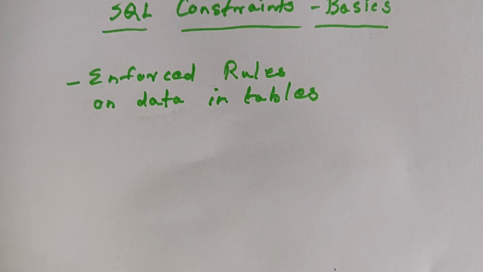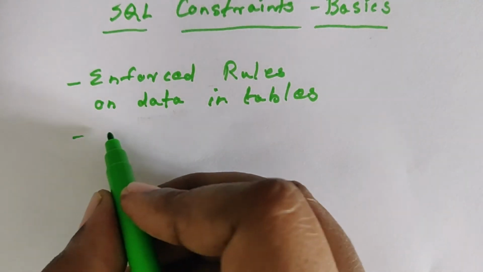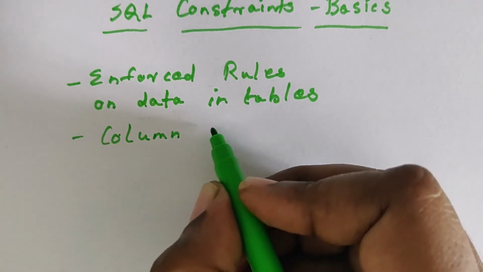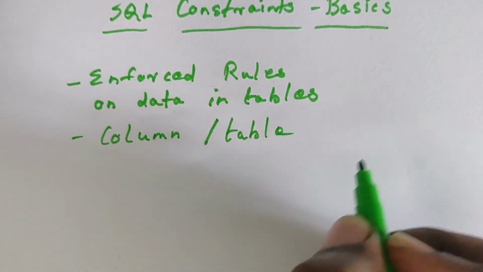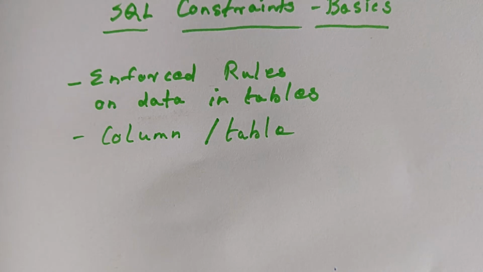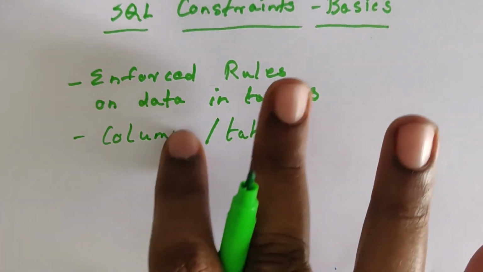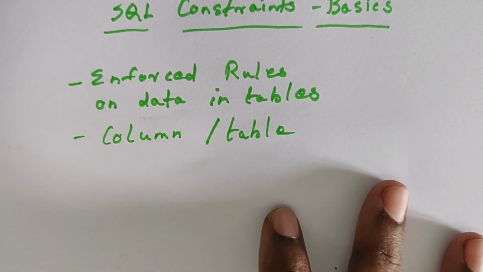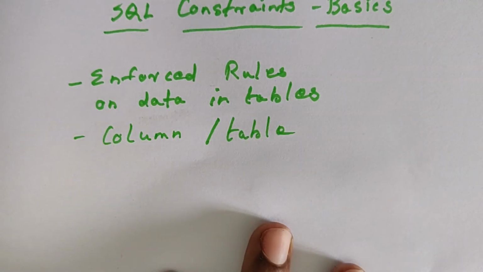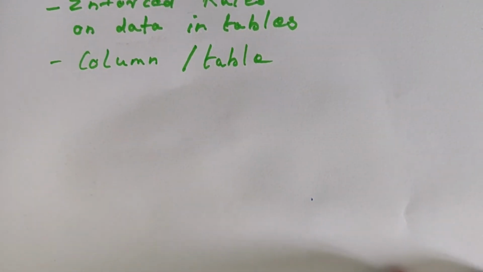These constraints can be applied at either the column level or the table level. So both levels it can be applied. When it is applied only to one column or more than one column, they are called column level constraints. And if it is applied at the overall table level, it is called table level constraints. Now we will discuss some basic constraints available in SQL.